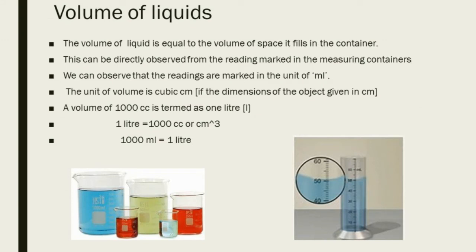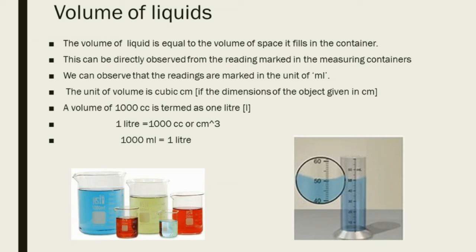Volume of liquids. Liquids also occupy some space and hence they also have volume. But liquids do not possess any definite shape, isn't it? So the volume of a liquid cannot be determined as in the case of solids. When a liquid is poured into a container, it takes the shape of the container. The volume of any liquid is equal to the space that it fills and it can be measured using a measuring cylinder or measuring beaker.